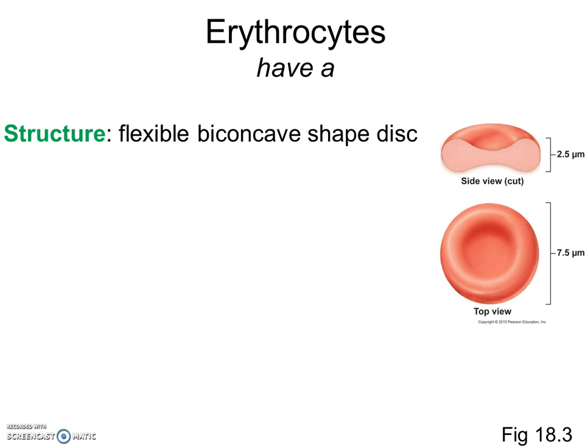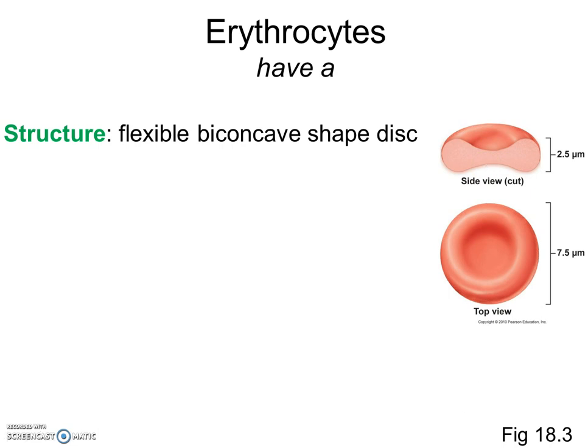Now let's look at the structure of an erythrocyte. The structure is called a flexible biconcave shaped disc. So let's break this down. So disc, think of it as like your old CD, right? So very circular and flat. Biconcave. Concave is this little dip that you see right here. So concave is a downward dip. And bi means 2. So you'll see on both sides of the red blood cell, there's a dip on the top and a dip on the bottom.